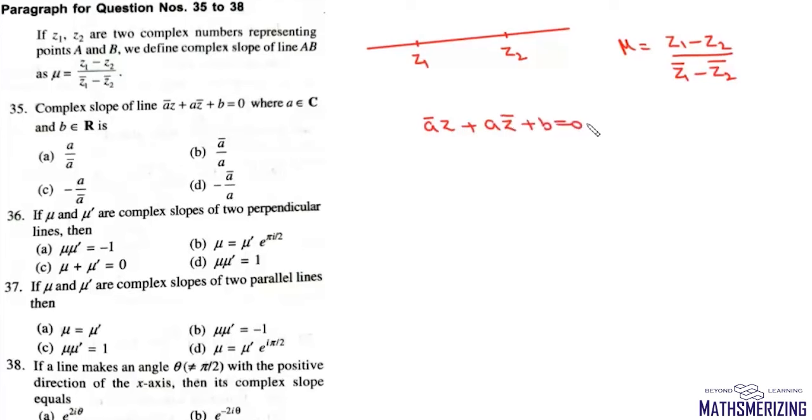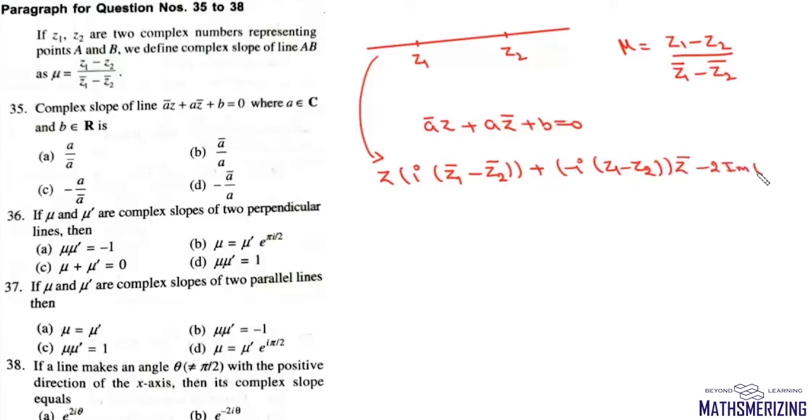Now in straight lines, we have already proved that equation of a straight line which passes through Z1 and Z2 is given by Z into iota times (Z1 bar minus Z2 bar) plus minus iota times (Z1 minus Z2) into Z bar, minus 2 times imaginary part of Z1 Z2 bar equals 0.